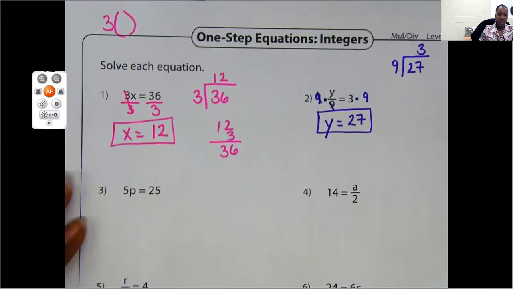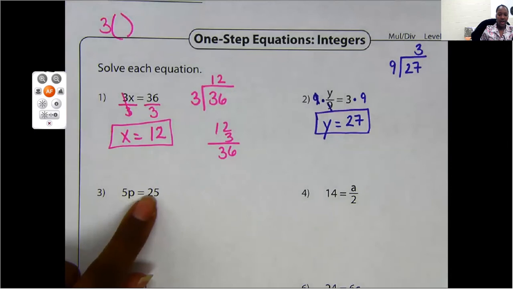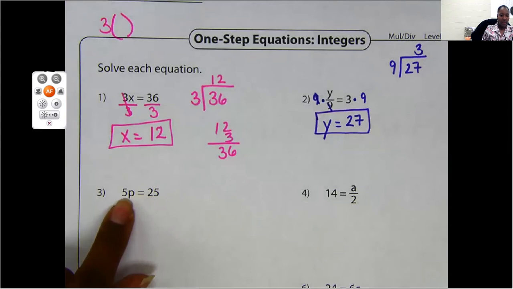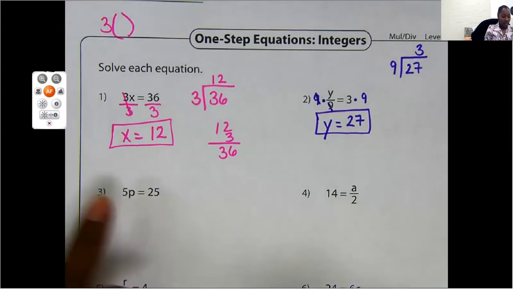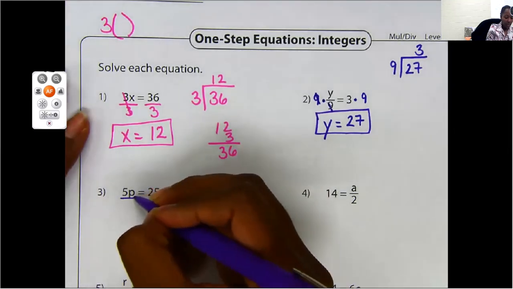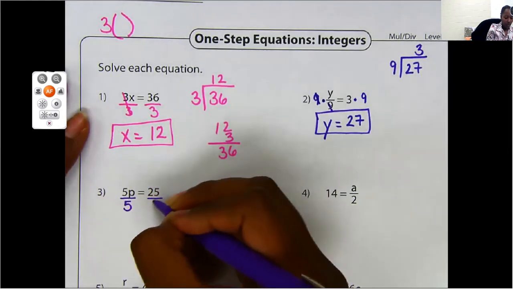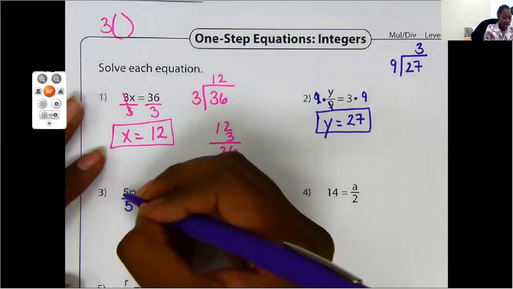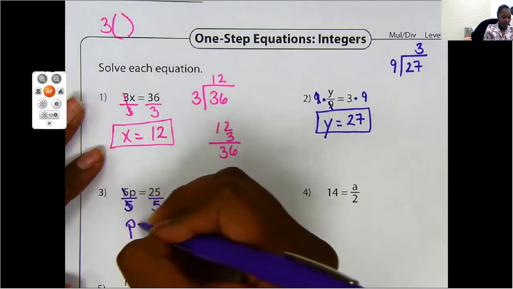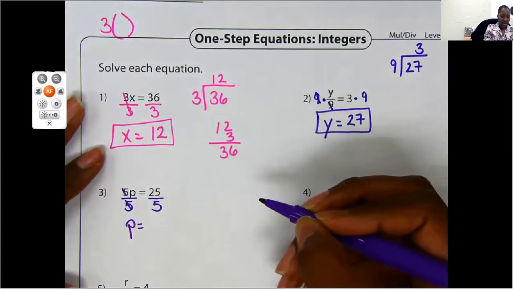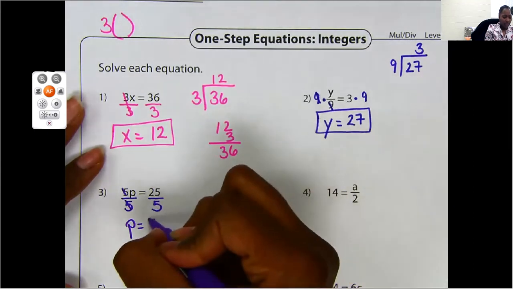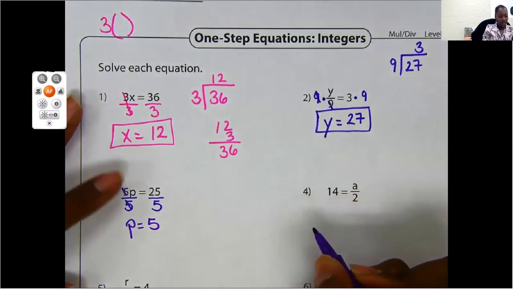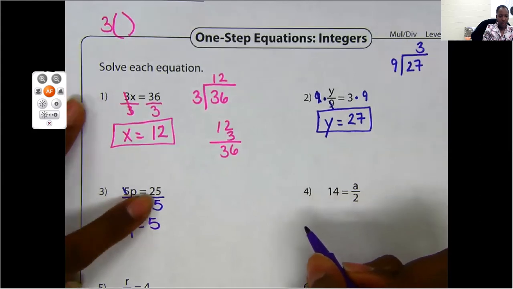All right, let's look at another multiplying. 5p equals 25. I want the variable p by itself, so I have to get rid of the 5. Since this is multiplication, I need to do the opposite, the inverse. The inverse of multiplication is division. What I do to one side of the equation, I must also do to the other. 5 divided by 5 leaves me with 1p. 25 divided by 5, I know that, is 5. If I check my answer, 5 times 5 does equal 25.